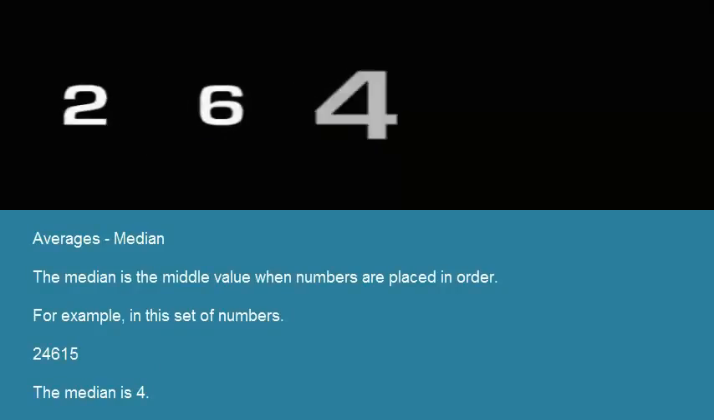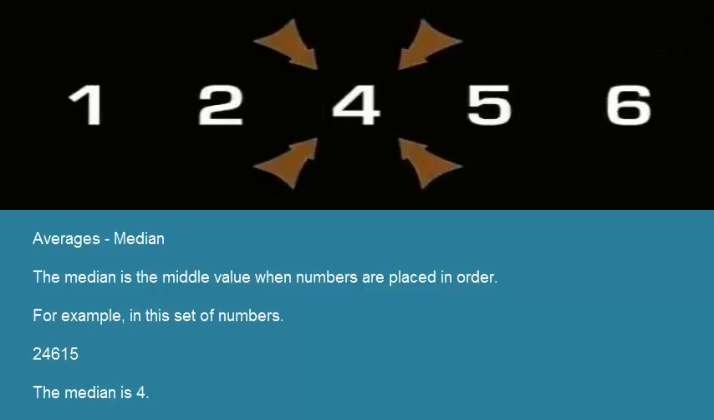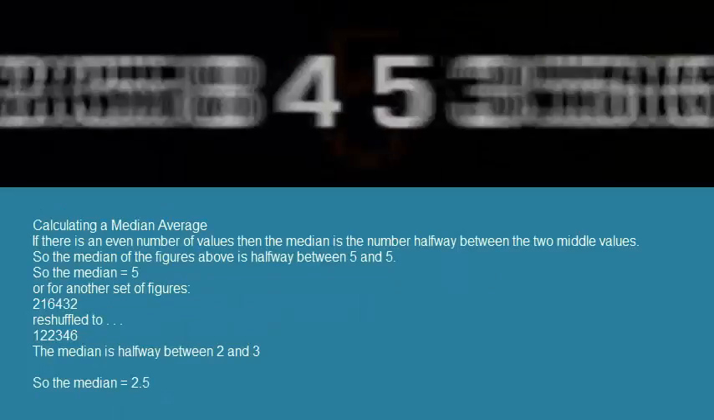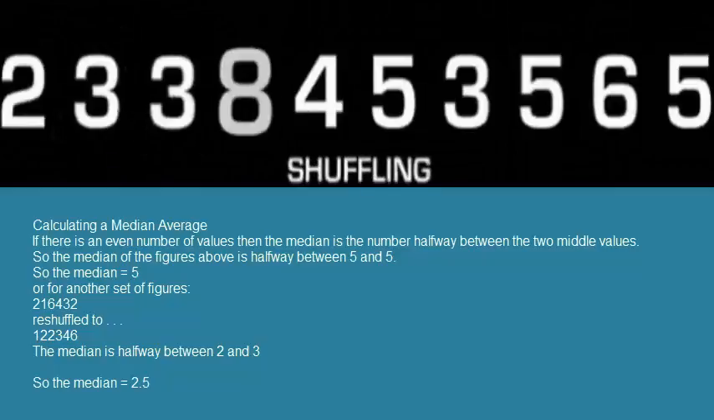The median is the middle value when numbers are placed in order. For example, in this set of numbers, the median is 4. If there is an even number of values, then the median is the number halfway between the two middle values.